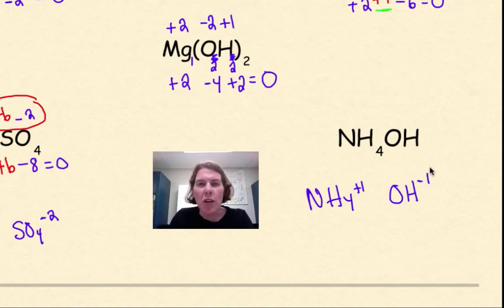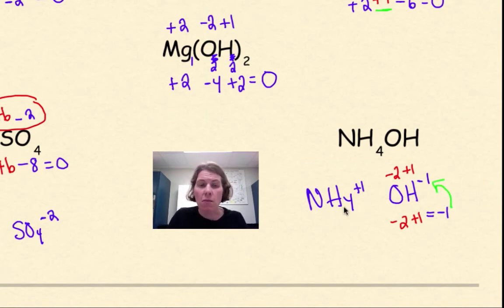So what you want to do here is assign oxidation numbers based on the charges of these polyatomics. So if I look at the hydroxide, okay, I know that oxygen is -2. I know that hydrogen is +1. So -2 plus 1 gives me an overall charge of -1. And that's really what I want right here. I want these two to match.